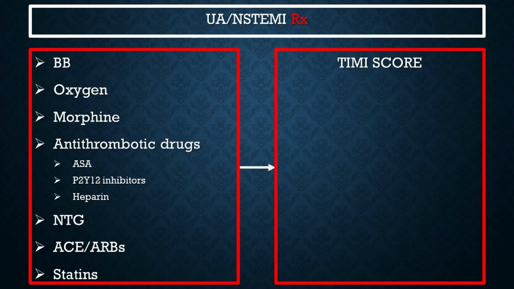After you have started your patient on these medications, you have to evaluate his mortality risk and the risk of major adverse cardiac events by using the TIMI score. Now, based on the number of points the patient receives using this TIMI score, you will manage him differently. Now, can you think of the 7 points for the TIMI score here?